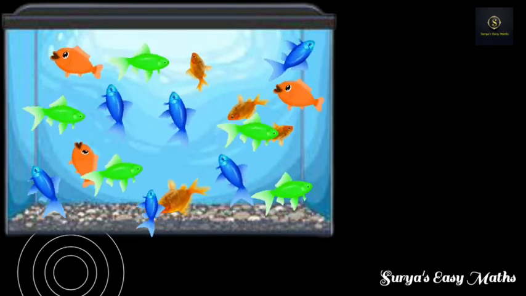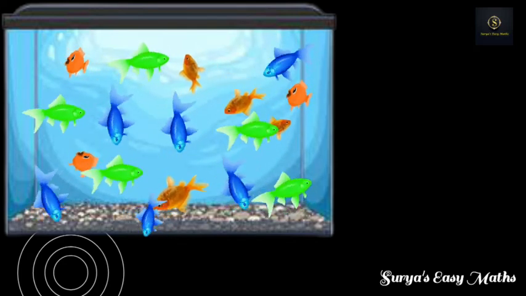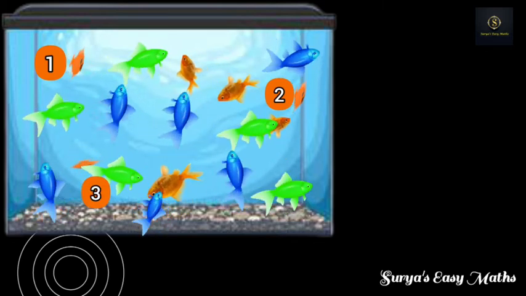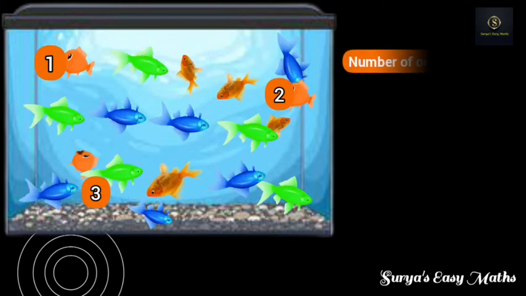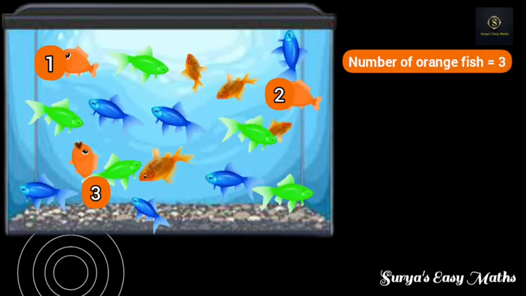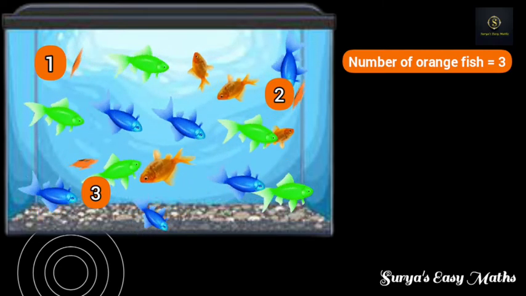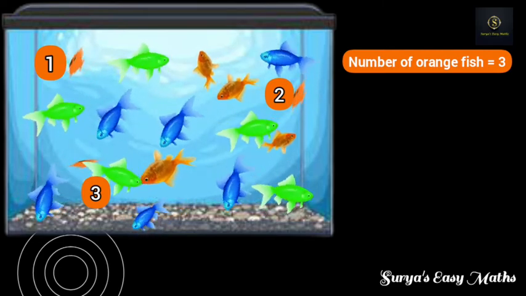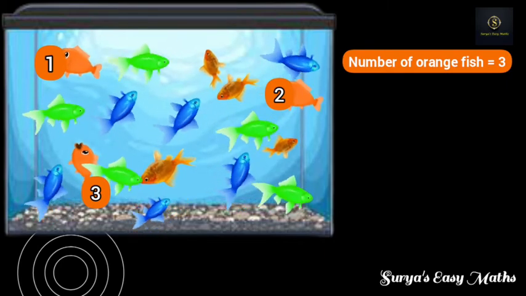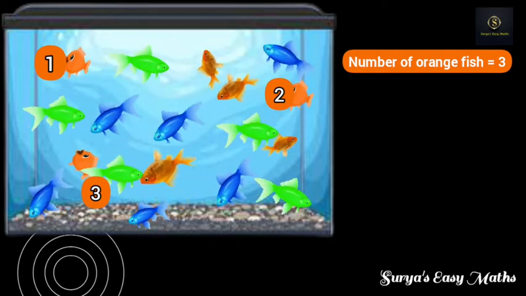So now let's count all orange fishes from the aquarium. 1, 2 and 3. So we write here number of orange fish is equal to 3. Now let's collect the data of next fish. Which color fish it is? Yes, green fish. So now let's count and see how many green fishes are in aquarium.